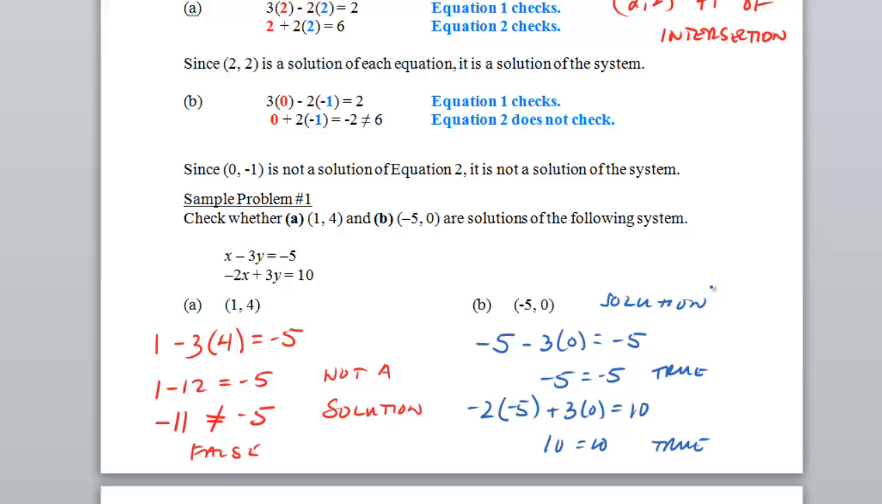Okay, and that's just a quick introduction to systems of equations. In the remaining videos, we'll look at how we solve these by using graphing.